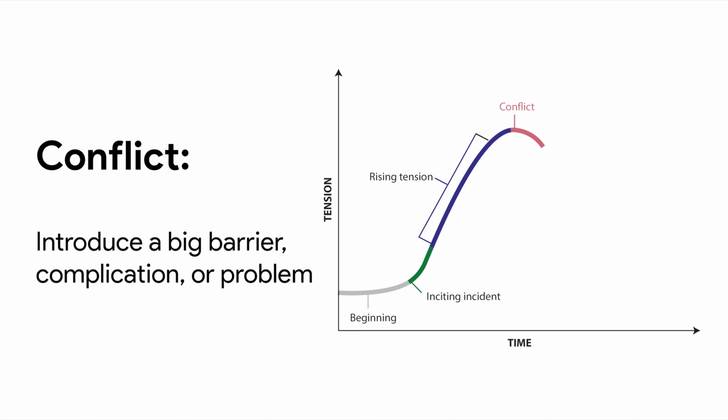Conflict comes next. This is a barrier, big complication or bigger problem. For instance, if the rising tension was introduced by the main character needing to raise money to pay for a big expense, the conflict could be a theft, losing her job, or an unexpected expense. Conflict is shown as a sharp peak in the tension. It is often the defining event in the story when the characters are faced with their make or break moment.